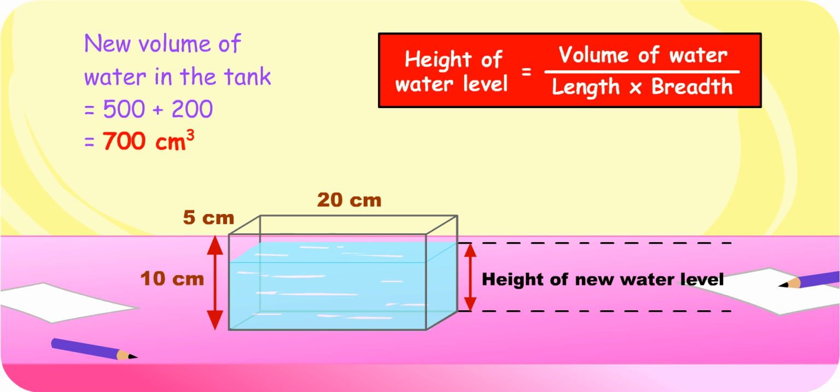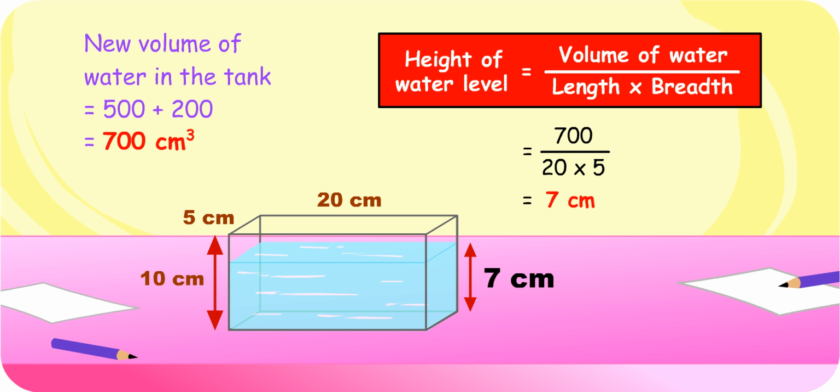Height of water level will be equal to volume of water divided by length times breadth, which is equal to 700 cubic centimeters divided by 20 centimeters times 5 centimeters, equal to 7 centimeters. Therefore, the height of the new water level is 7 centimeters.